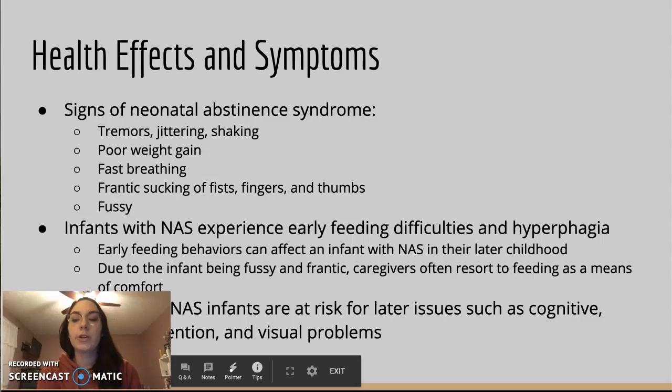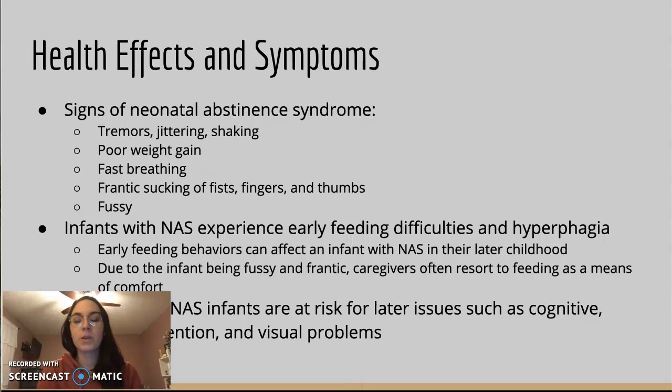So I just want to include some signs of neonatal abstinence syndrome. So if you are familiar with infants being exposed to drugs during the time they are in their mother's womb and they are born and they go through the withdrawal, you may be familiar with them tremoring, jittering, shaking.